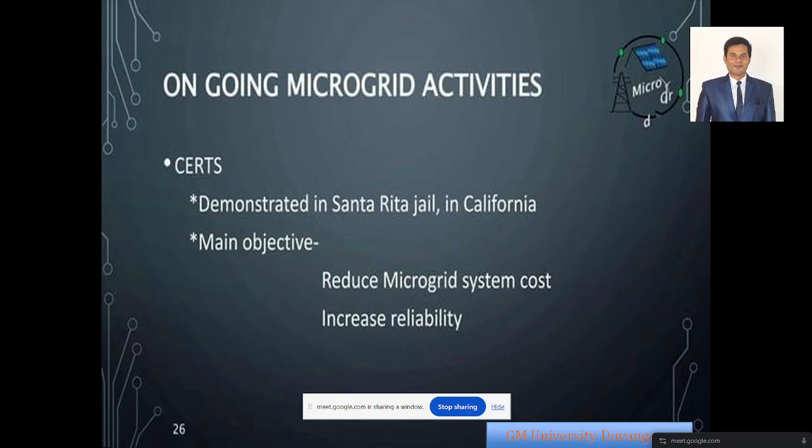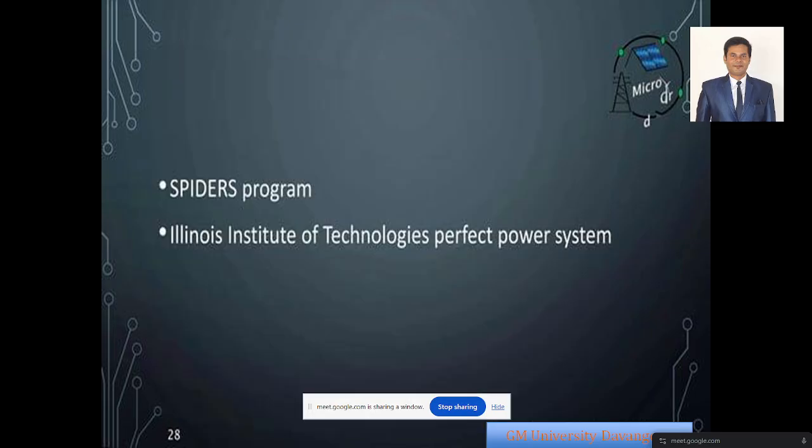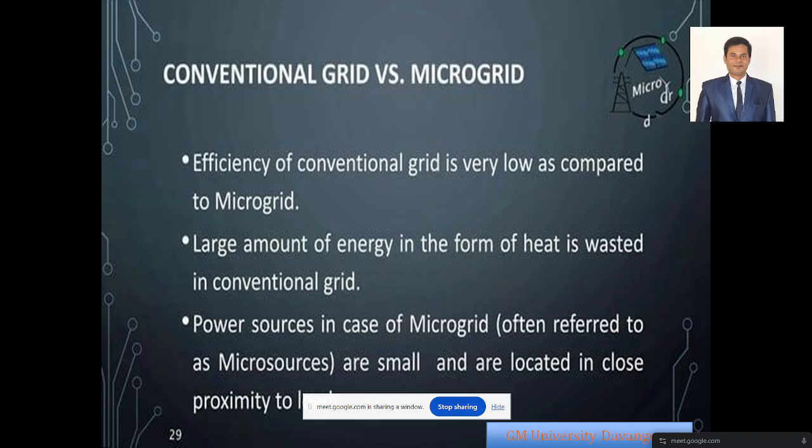The focus is on how microgrids can give more reliability. Other countries are doing a lot of research and demonstrating their own ideas. Their objective is to reduce the microgrid system cost and provide more reliability for the consumers. This is actually the difference between the actual power grid and the microgrid.